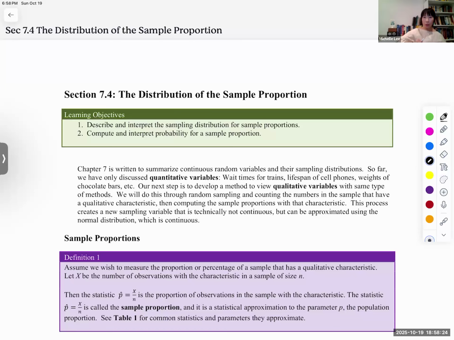Hello, everyone. We're going to learn about section 7.4, the distribution of the sample proportion. So we have a learning objective here.